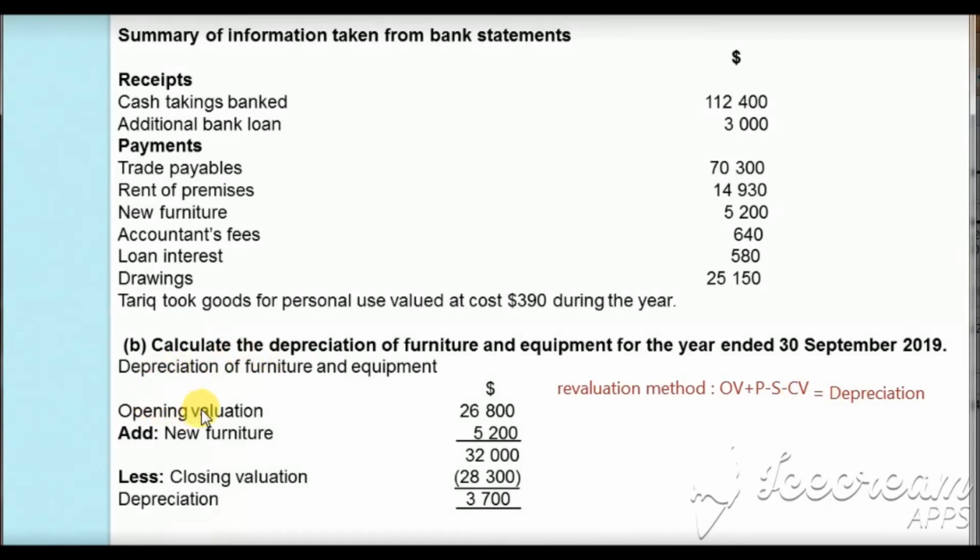So here the opening valuation which is given is $26,800. To this we will add the new furniture which was purchased by bank, and the value was $5,200. So we will get the total as $32,000. From there we have to subtract the sales of furniture and equipment. As we don't have any sales here, we are not going to do that. Then we have to subtract the closing valuation which is given as $28,300. So the difference between $32,000 and $28,300 is $3,700, which will be the value for our depreciation.